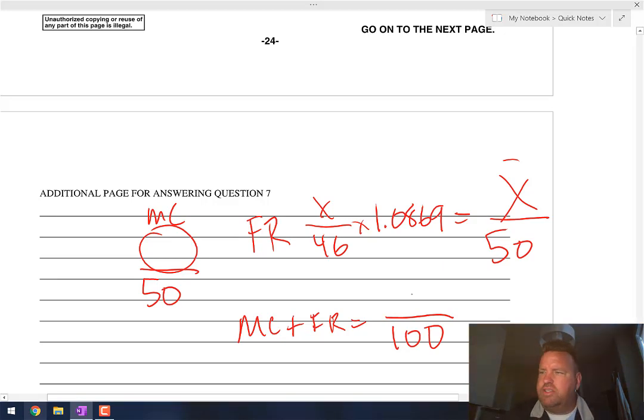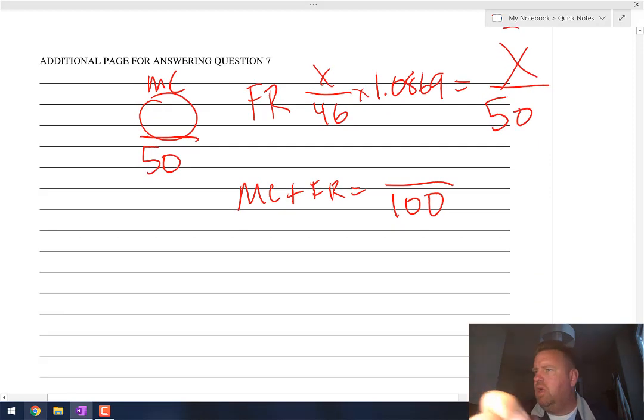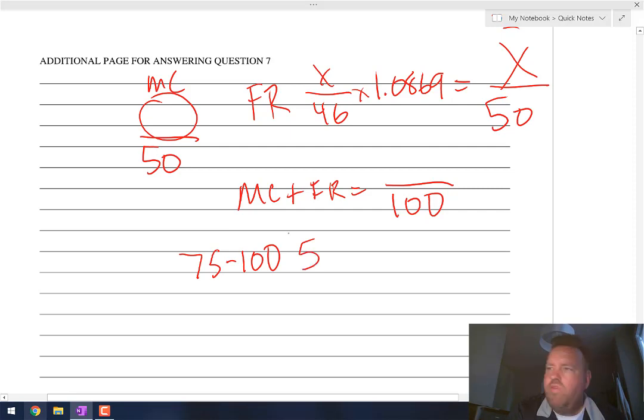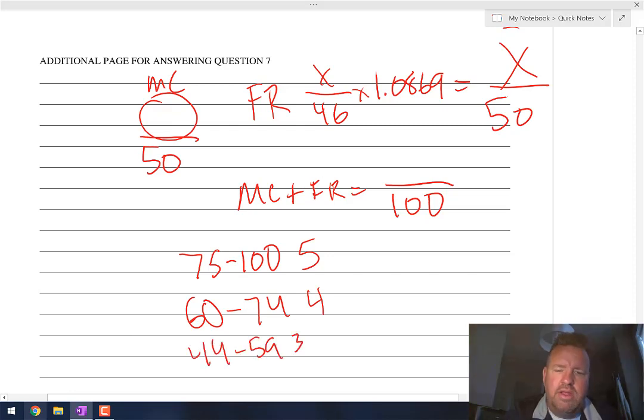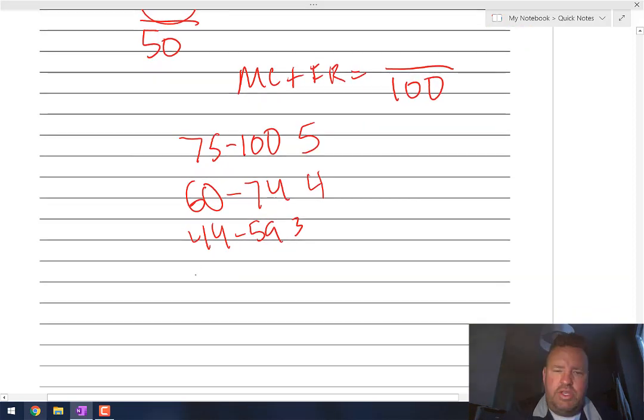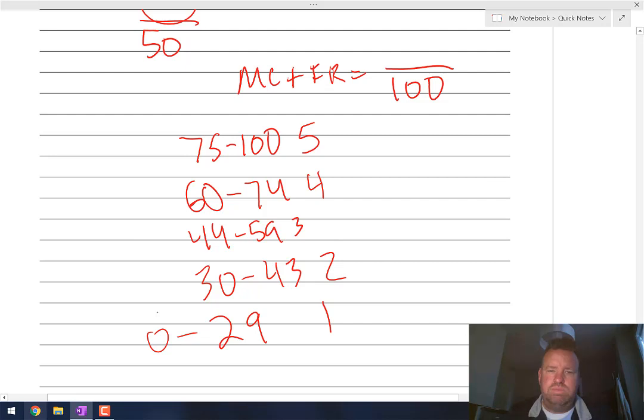And on this test, the scoring went like this, a little bit lower than normal. Anything from 75 to 100 was a 5. The 4 went all the way down to 60, so 60 to 74 was a 4. The 3 went from 44 to 59. A 2 went all the way down to 30 to 43, and then anything from 29 down was a 1.